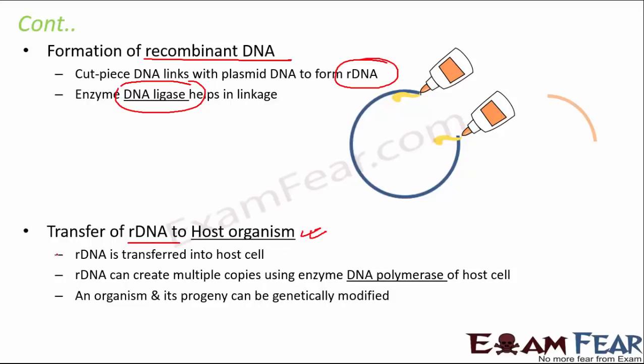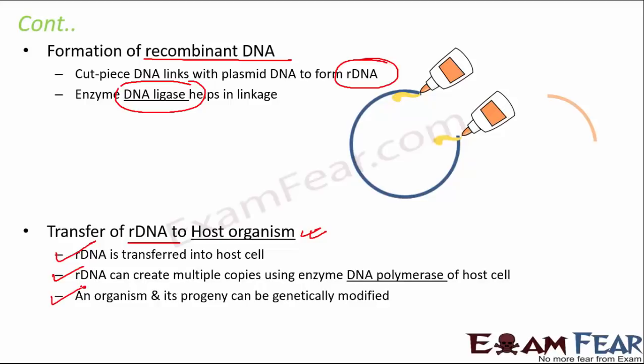organism. Now, once this is transferred to the host cell, this recombinant DNA can create multiple copies using enzyme DNA polymerase of the host cell. Now, this vector is basically a plasmid DNA, but in that plasmid DNA, you are introducing your desired set of genes. The DNA in itself was capable of producing multiple copies, which it will anyways do. But now when it produces multiple copies inside the body of the host cell, all those copies will have the desired traits. So an organism and its progeny can be genetically modified.